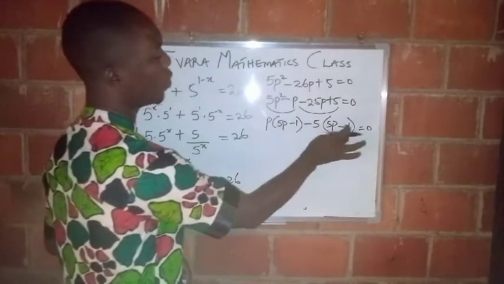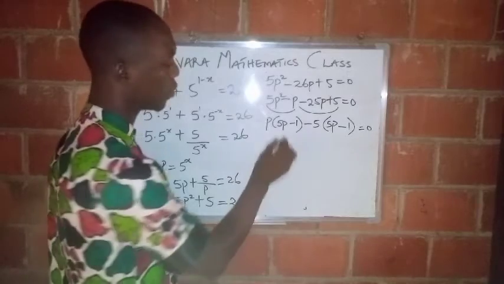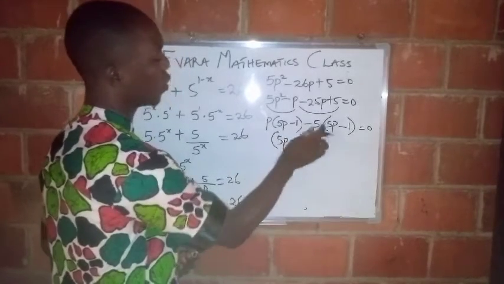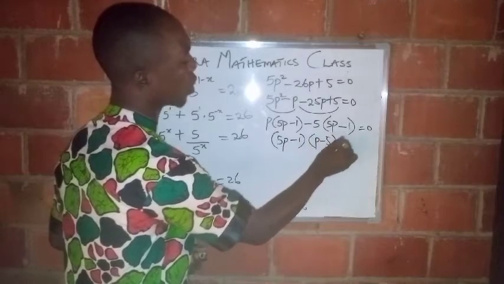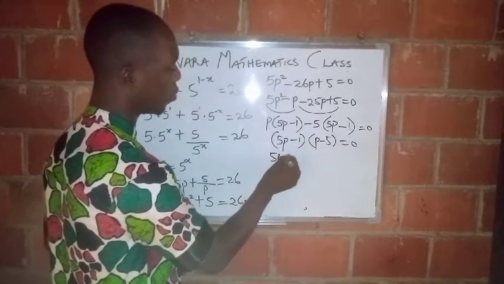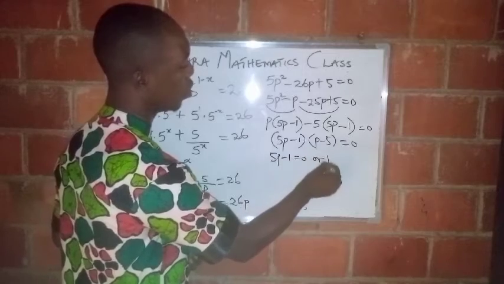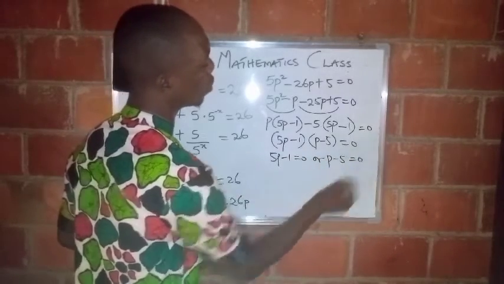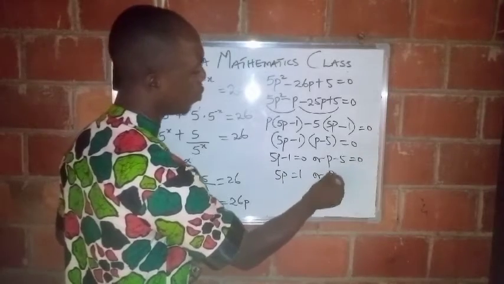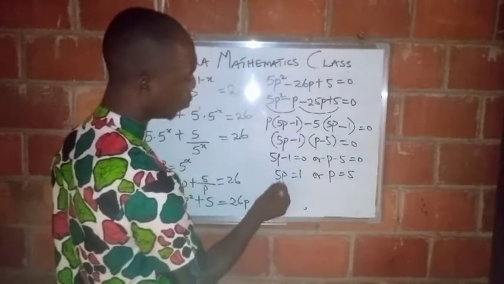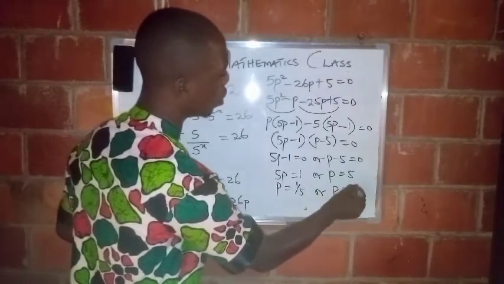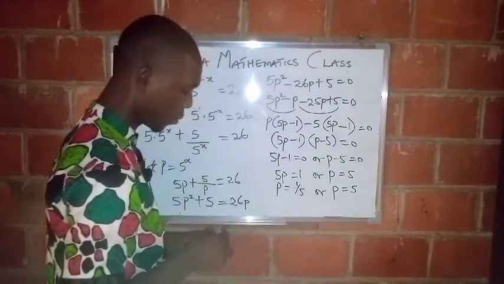So now that we have the same factors in the bracket, we pick 1. Then the ones outside, we put them in one bracket equals to 0. So we say 5p minus 1 equals to 0, or p minus 5 equals 0. Then 5p equals 1, or p equals 5. So p is going to be 1 over 5, or p is going to be 5.